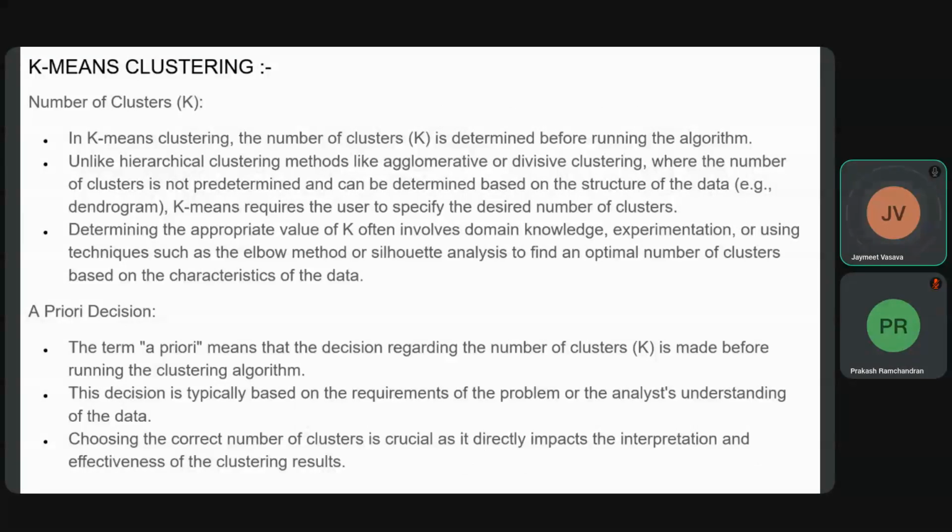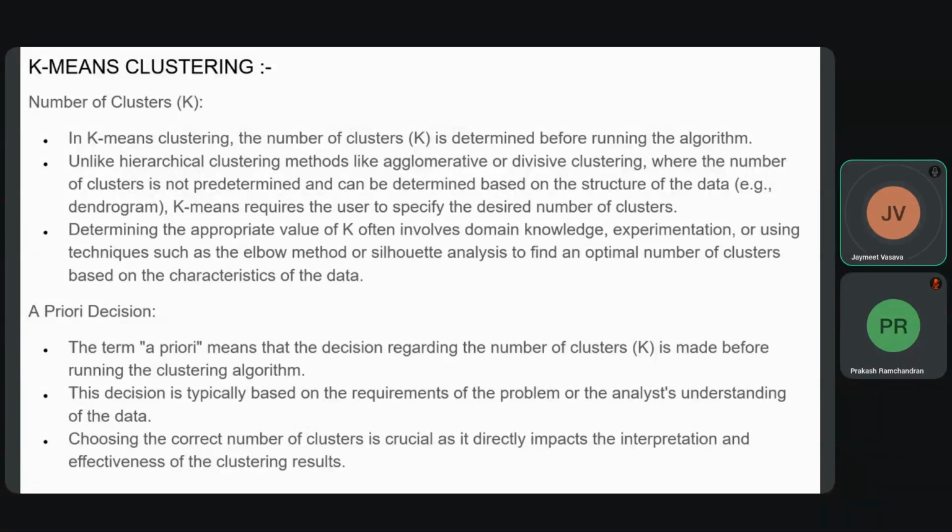In k-means clustering, the number of clusters is determined before running the algorithm. Unlike hierarchical clustering methods like agglomerative or divisive clustering, where the number of clusters is not predetermined and can be determined based on the structure of the data, k-means requires the user to specify the desired number of clusters. Determining the appropriate value of k often involves domain knowledge, experimentation, or techniques such as the elbow method or silhouette analysis to find an optimal number of clusters based on the characteristics of the data.